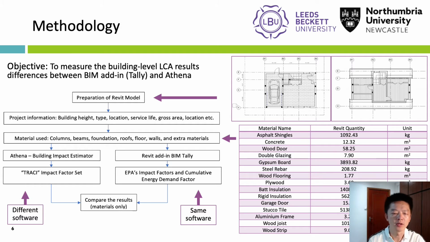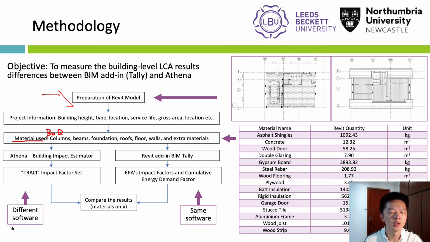As you can see here, the lower part is the methodology. First, we prepare a Revit model by applying BIM, and you can see on the right side, these two layouts were developed by BIM models. Once we have the Revit model ready, we get all the project information, including the height, location, gross areas and service life. And then we get the material quantity, called a BOQ, from the BIM models.